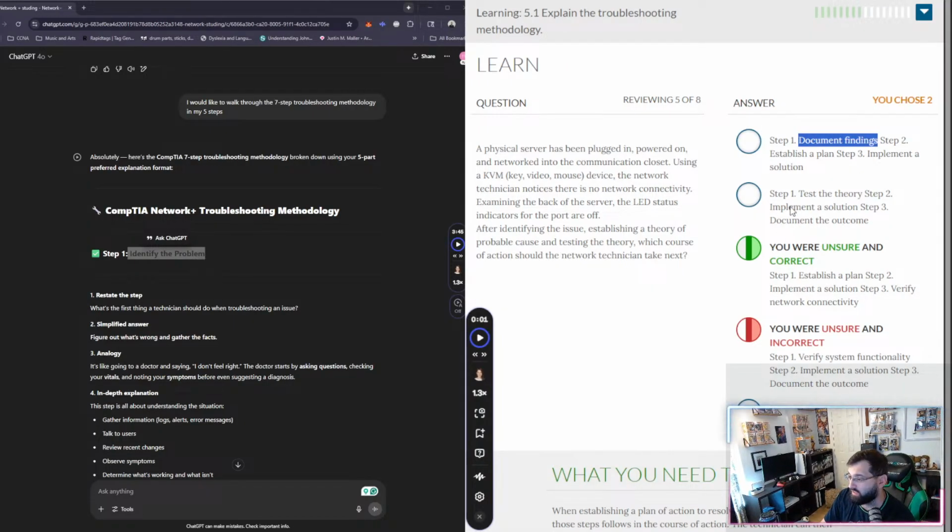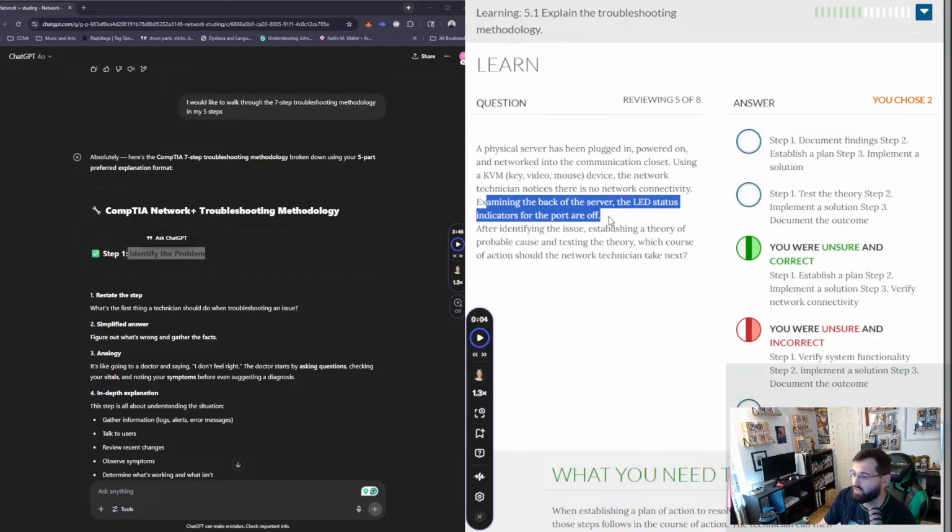Test the theory. Well, we don't have a theory yet. All we've done so far is identify what the problem is. I have theories. I think the port might be down. I think it might be a bad cable. So establish a plan, implement a solution, and verify the thing. Verify the connectivity.